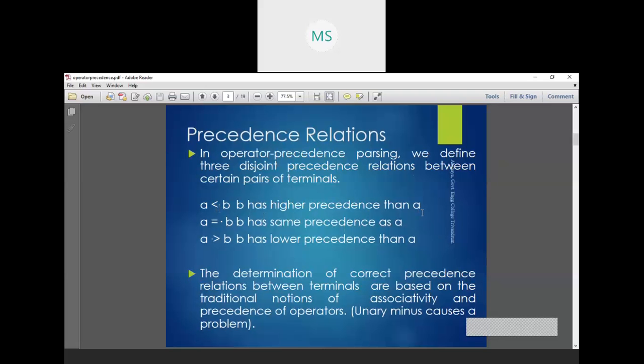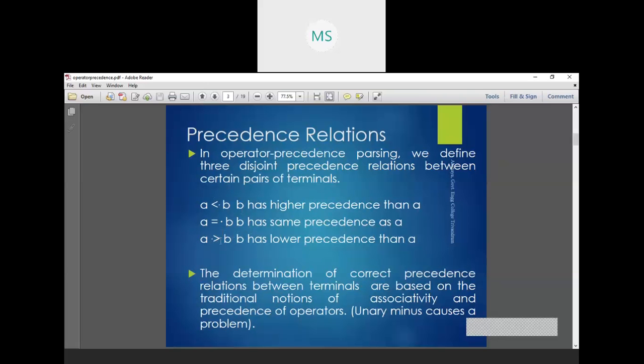For example, A is plus and B is star. The star always has higher precedence, so I write the less than symbol between plus and star, since the star is on the right hand side. If A equals B, for example plus and plus, both have the same precedence, so I write equal, meaning B has the same precedence as A.